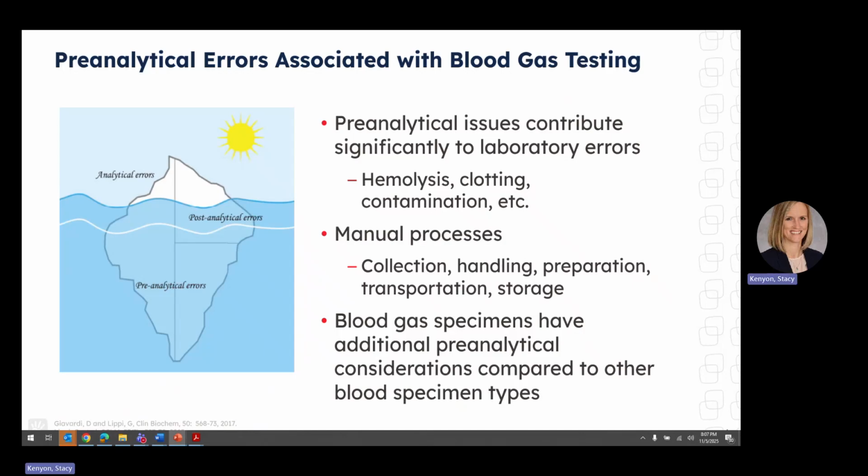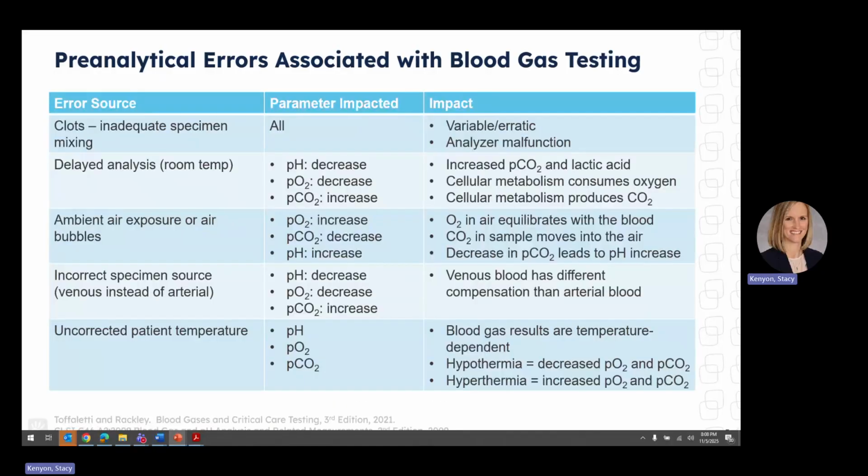While blood gas specimens are prone to many of the same pre-analytical variables as all samples collected for lab testing, such as patient identification errors and transport temperature errors, blood gas samples are susceptible to some additional errors. Some examples of pre-analytical variables that impact blood gas testing uniquely are shown in this table. This table also includes the parameters that are impacted, as well as the direction of the impact.